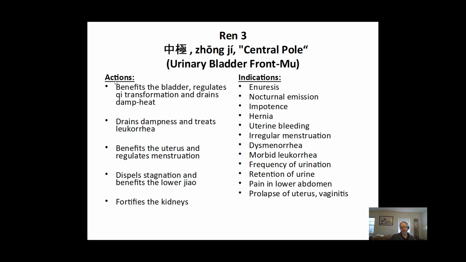Fortifies the kidney. So under the indications, you see a lot of the same crossover as Ren 2 with a little bit more attention to detail, such as impotence, hernia, uterine bleeding, irregular menstruation, the same thing as Ren 2 does. And then finally, pain in the lower abdomen, prolapse of the uterus, or vaginitis.